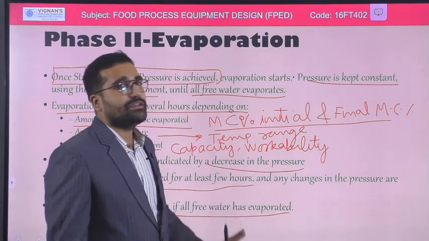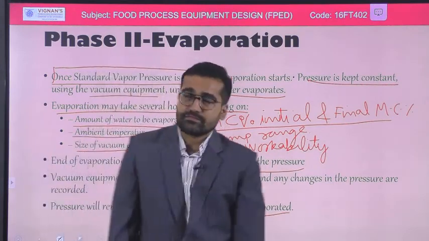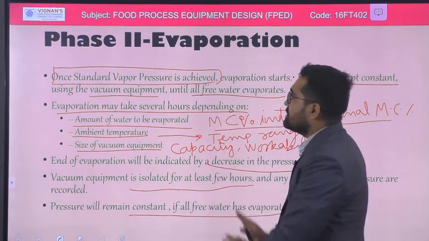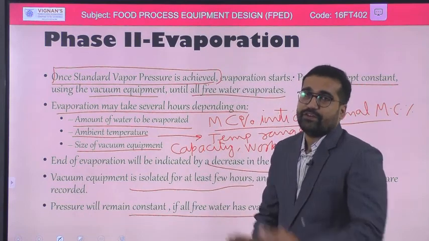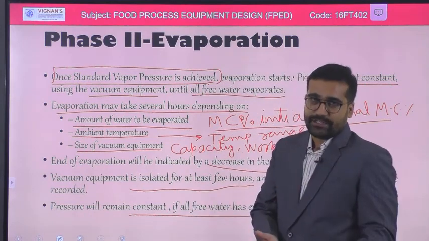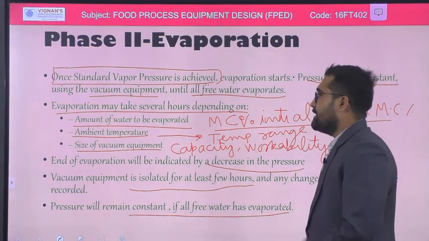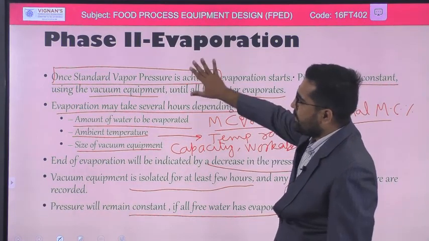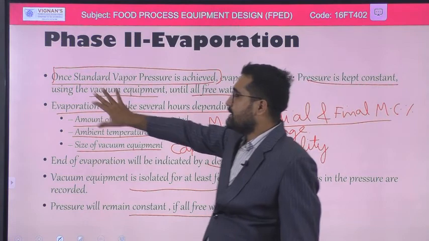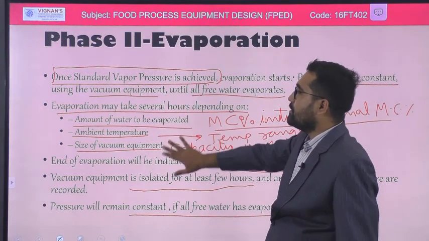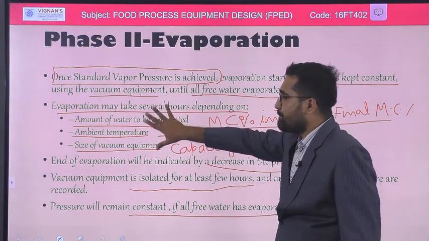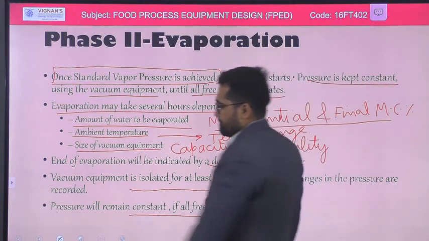Okay, pressure will remain constant when the free water is evaporating. At that time the pressure will remain constant. Okay, this was the situation in phase 1. Phase 1: pressure is constant, water is removing. Clear? And the factors which affect this phase 1 of evaporation are these three: how much amount of water we have to evaporate, ambient temperature, and the size of the equipment.